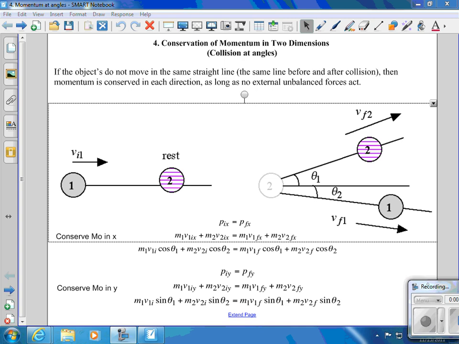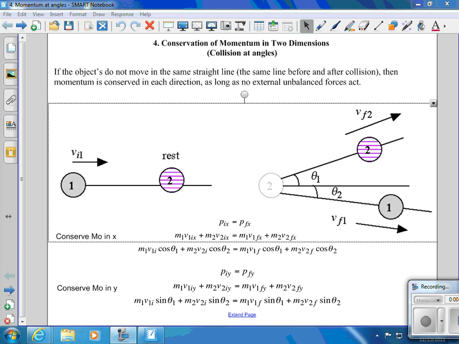Okay, here's a challenging one because it brings vectors that we haven't used in a while back in. So go back to the first day with projectiles, or maybe crossing the river and having to deal with two different directions at once. What we're going to do now is collisions where things move off at angles. I'm going to tell you right now, it's as simple as this.